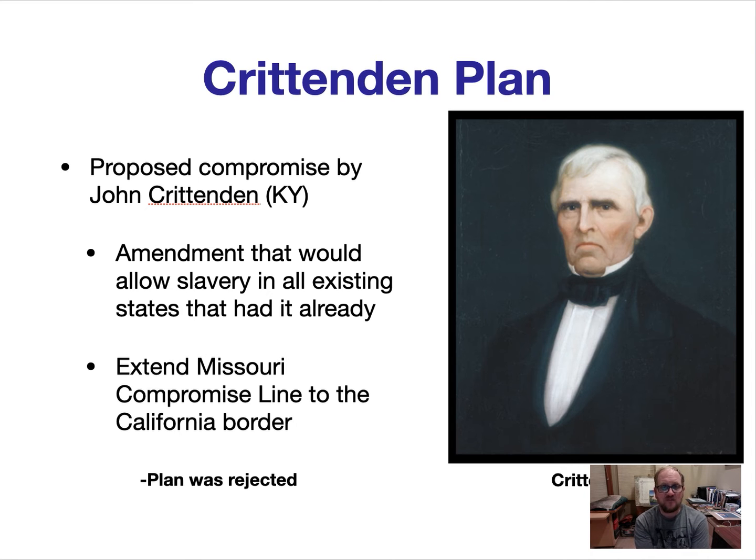A last-ditch effort to actually get the South back into the Union was proposed by Kentucky Representative John Crittenden. His amendment would be basically allowing slavery below the 36-30 line of the Missouri Compromise, and it would be extended all the way to the California border. It was obviously rejected with a lot of Northern support, or a lot of Northern Republicans now in Congress. It was rejected with very little support.